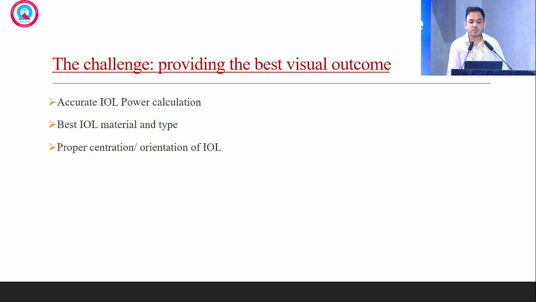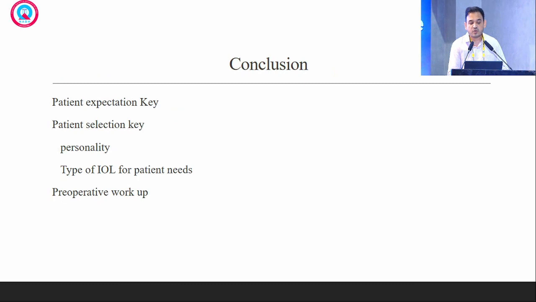So the challenge is providing the best visual outcome with accurate IOL power calculation on biometry, choosing the best IOL material and type, and proper centration and orientation of the IOL. In conclusion, patient expectation and choosing the patient wisely, selection of the patient according to the personality type and the IOL, and preoperative workup are very important before implanting an IOL for a happy outcome in the postoperative period.